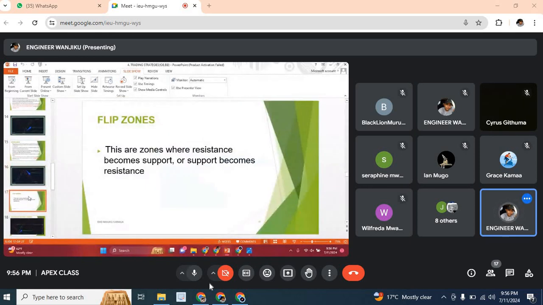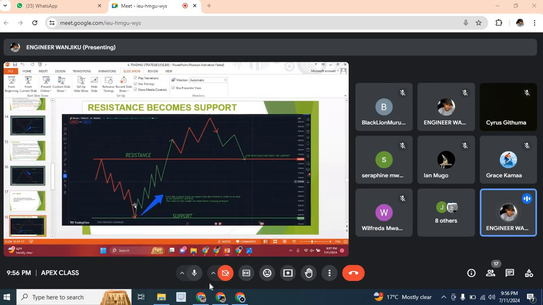But we are at the flip zones. So what is a flip zone? A flip zone is a zone where resistance becomes support or support becomes resistance. What do I mean by this? If I come to this diagram, we have said the support zone is the zone to which you expect a downtrend to come to an end, or a zone to which we expect to experience buying pressure. And the resistance zone is the zone at which we expect the uptrend to come to an end, and we're going to experience selling pressure like this all the way down to this point.